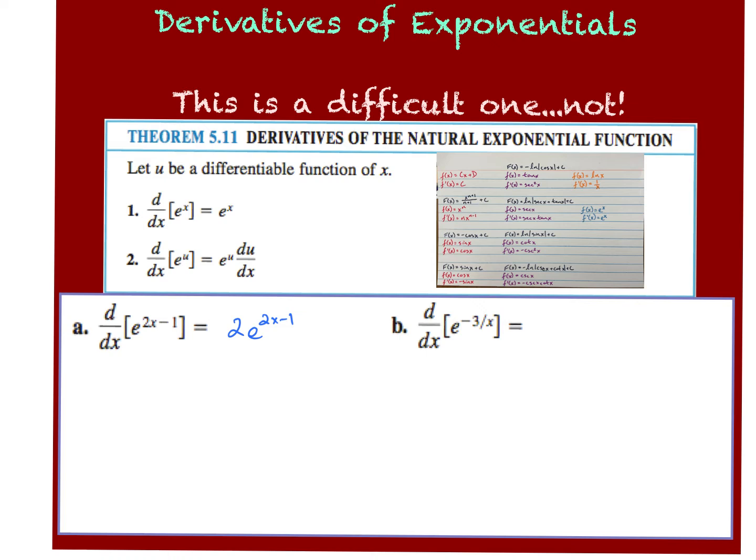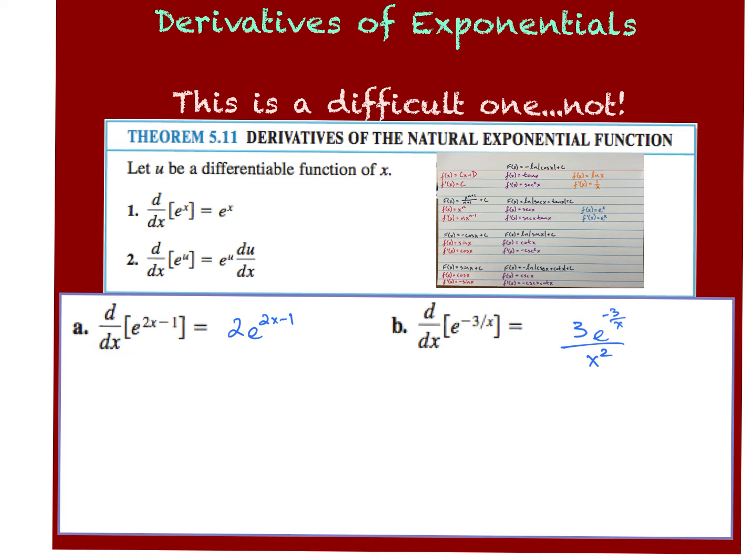So what is my derivative? e to the negative 3 over x. However, I also need to take the derivative of negative 3 over x. So what is my derivative of negative 3 over x? 3 over x squared. And by now, you should be very comfortable in doing that.